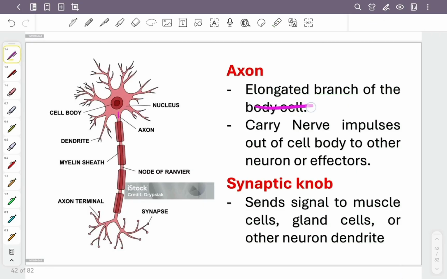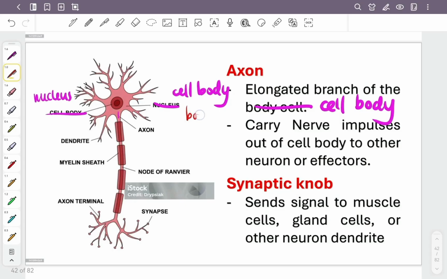Oh, cell body, not body cell. This is the cell body. Oh sorry, this one I labelled wrongly, it's the nucleus. This one is the cell body. So you need to write cell body. If you write body cell, it's wrong. Okay? So it's the elongated branch of the cell body. It carries the nerve impulses out of the cell body to the other neurons or effectors.